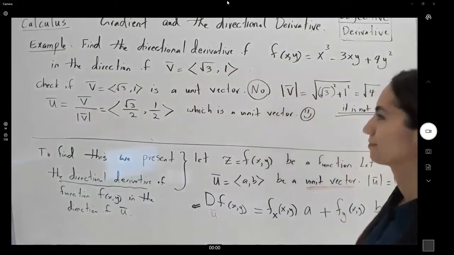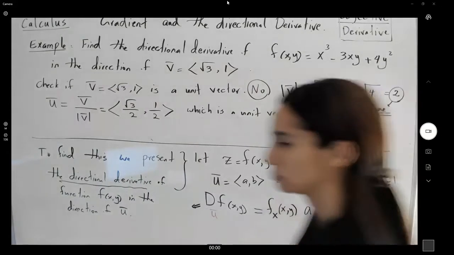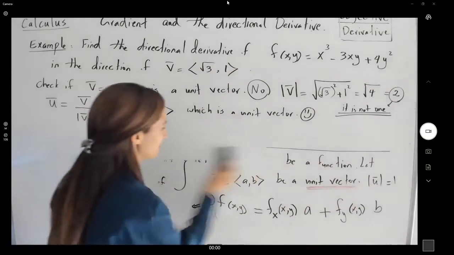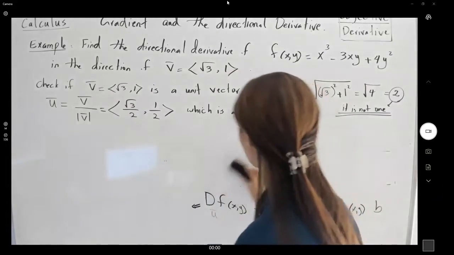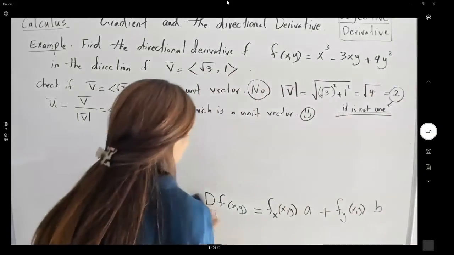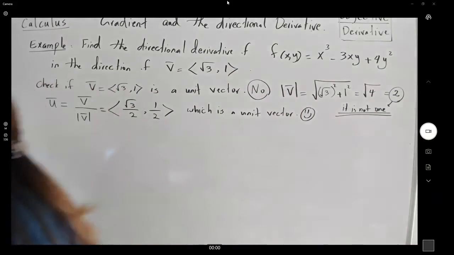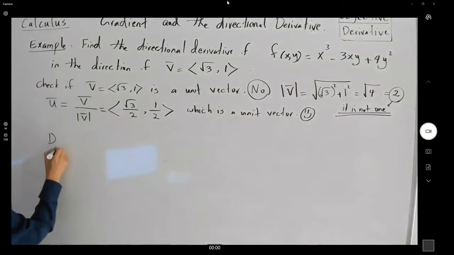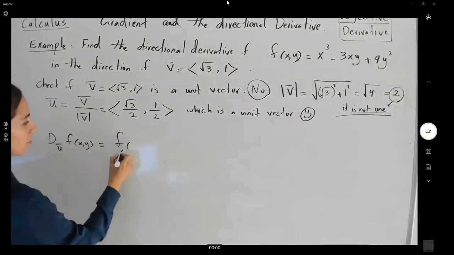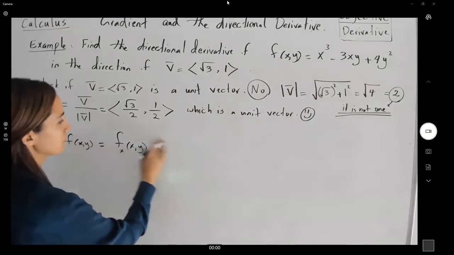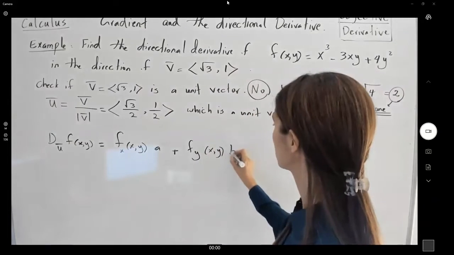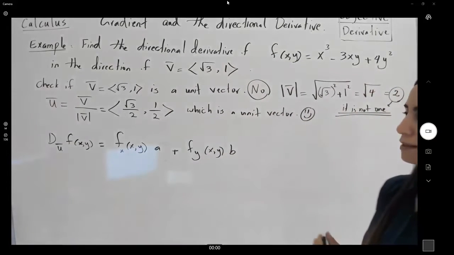Now I'm happy with it. I'm going to use this vector, follow the formula, then I'm done. So the formula says I need to have the partial derivative of f with respect to x, partial derivative of f with respect to y. So the directional derivative of function f of x and y is going to be f of x a plus partial derivative of f with respect to y times b. Okay, the rest is not that hard.